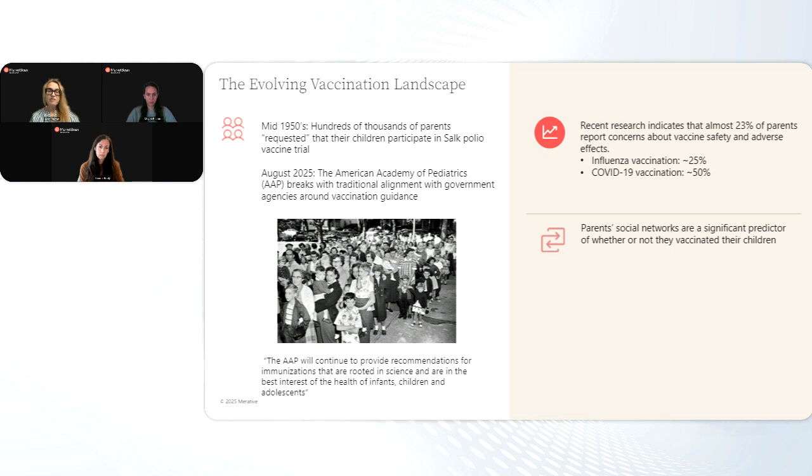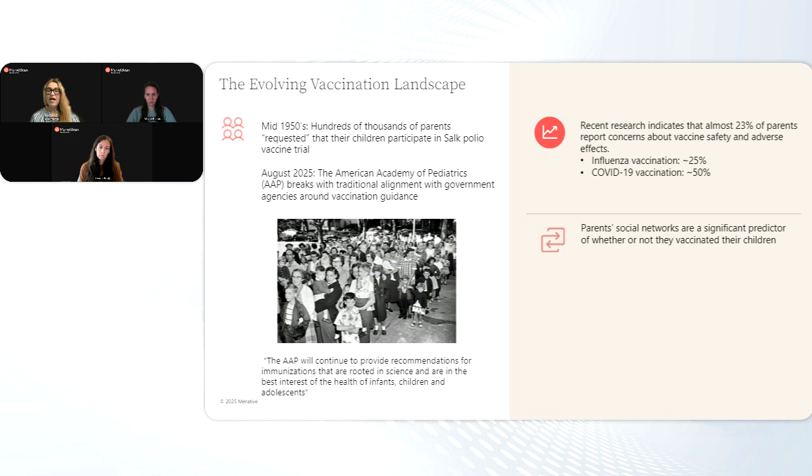And this shift can also be seen really in the sentiment around vaccine efficacy and safety, where you have a situation now where almost a quarter of parents cite vaccine safety and adverse effects as an issue for their choice to not vaccinate against influenza. And almost 50% cite these same issues for COVID-19 vaccination.